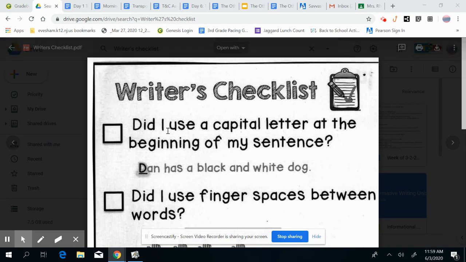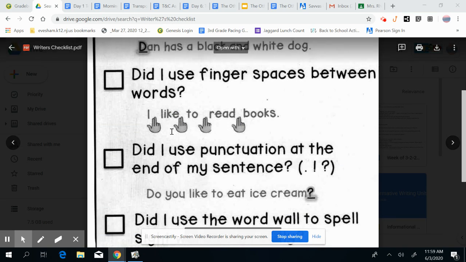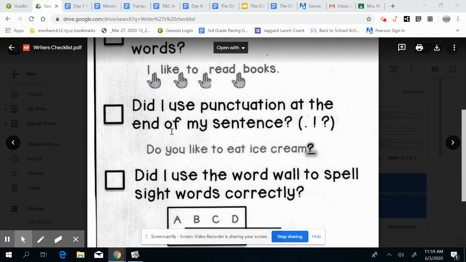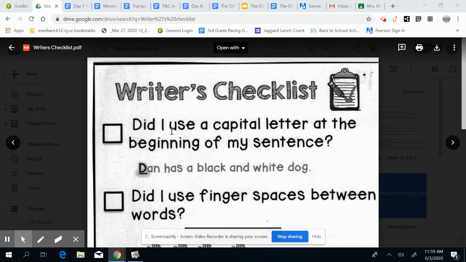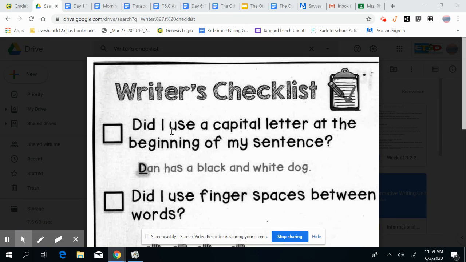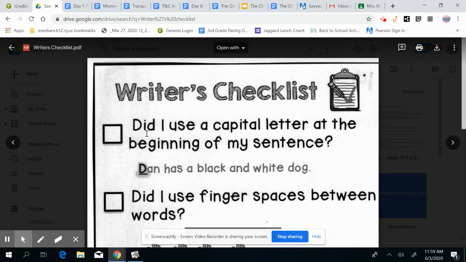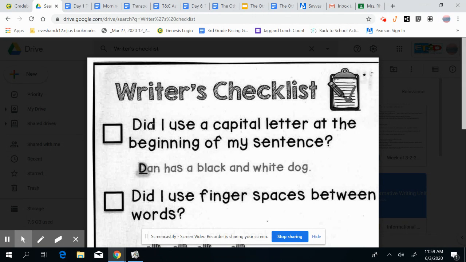We used it in the classroom, so I want to go over this writer's checklist with you to make sure that you do all of these things when you are checking your work. Remember, the first thing to do is to reread, right? And when you're rereading, you want to check for one of these things each time you reread. The first one says, did I use a capital letter at the beginning of my sentence? So you want to go through, reread, and check all your capital letters, make sure they are all there.